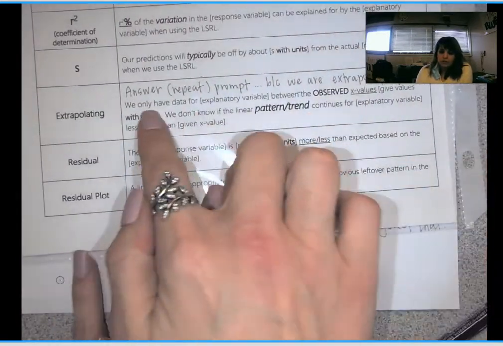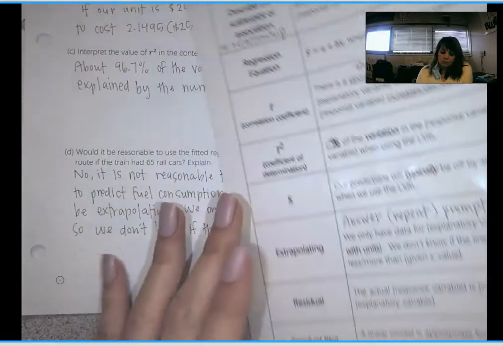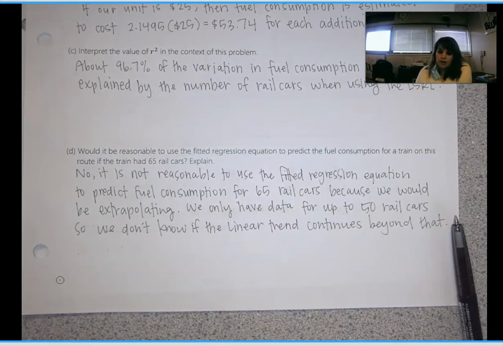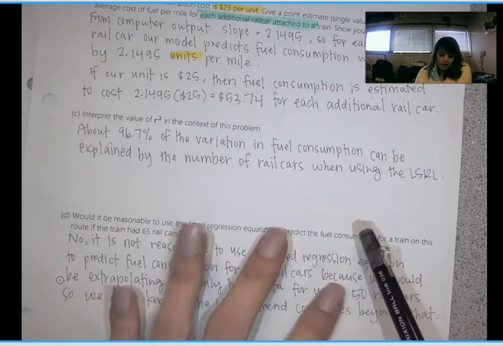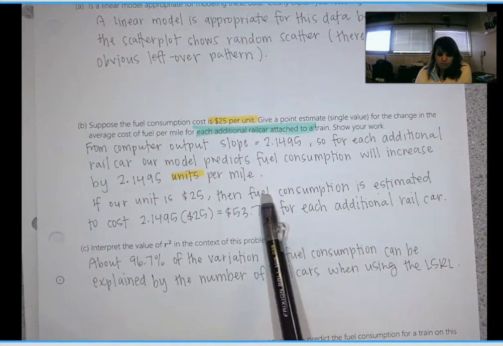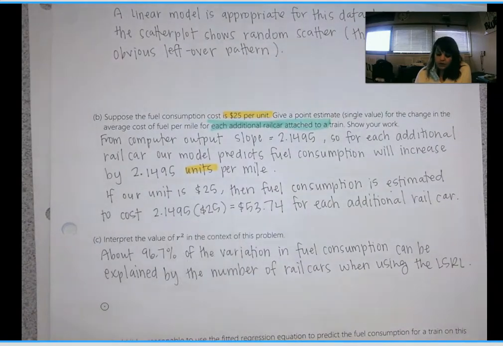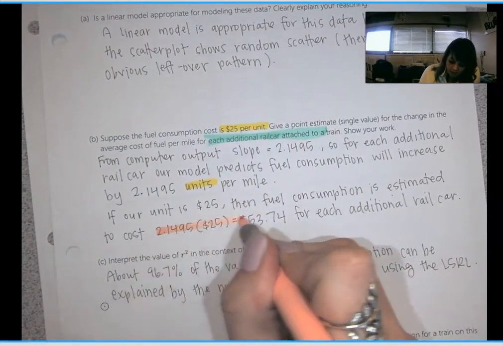I did a shortened version of this phrase to memorize below. So what I used was, we only have data for up to 50 rail cars, so we don't know if the linear trend continues beyond that, and that is enough to get me full credit. I forgot on this last problem that I was going to tell you what you needed to earn all the points. All you needed to earn full credit on this problem is this statement here.